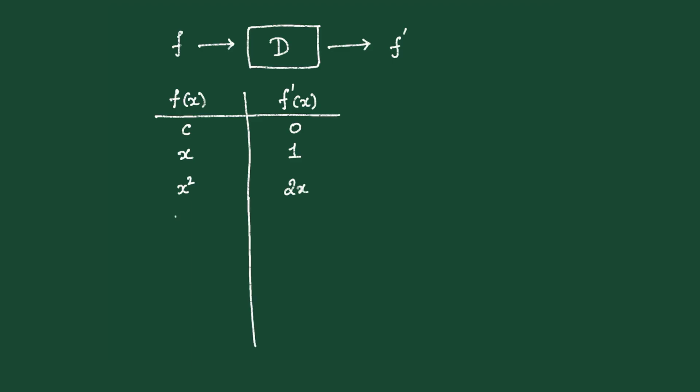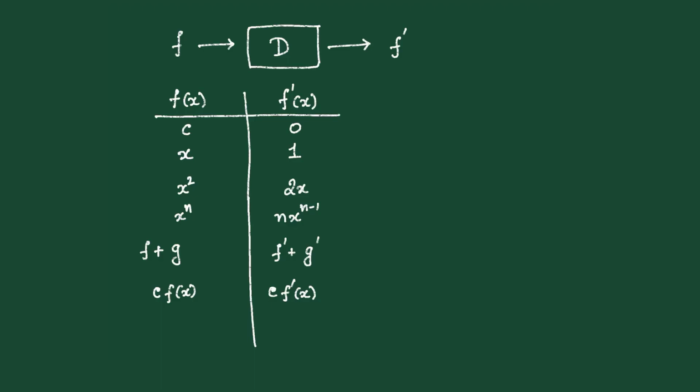More generally, if you take your function f to be of the form f of x is equal to x to the power n, then the derivative of f is equal to n times x to the power n minus 1. Furthermore, differentiation satisfies a property called linearity. This means that if we have two functions f and g, the derivative of f plus g equals the derivative of f plus the derivative of g. Similarly, the derivative of the function c times f of x, where c is some constant, equals c times f prime.